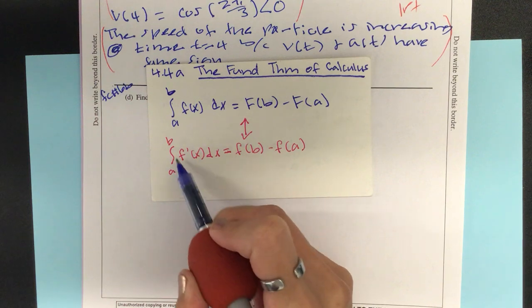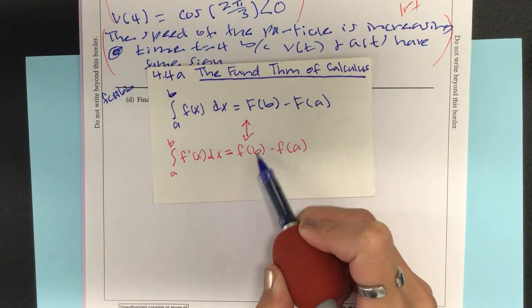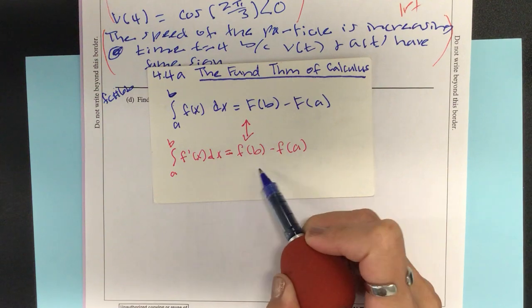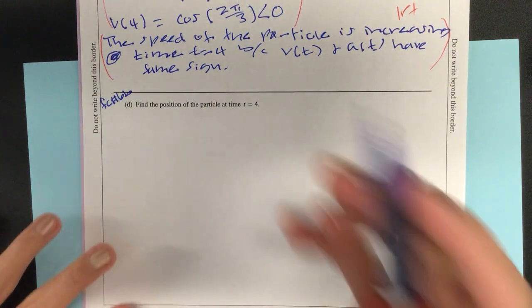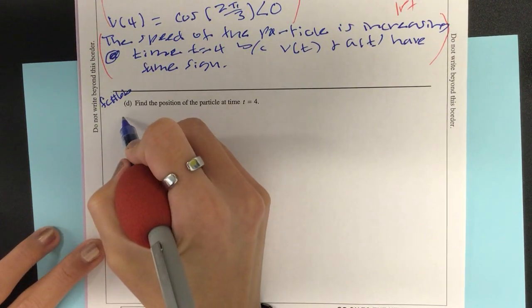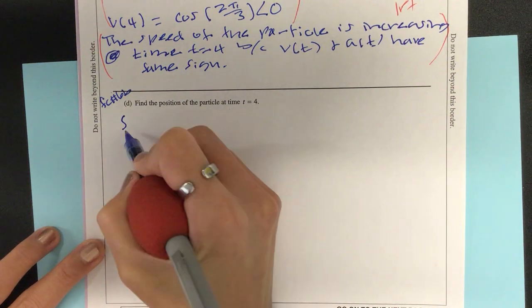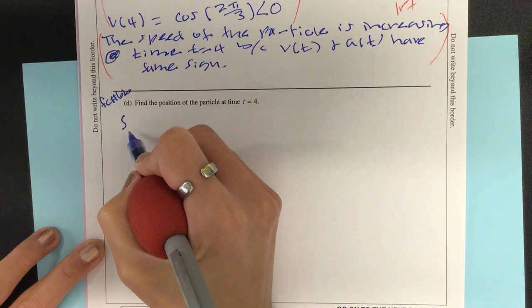If I let f prime be v of t, then that means this one has to be the position, x of b and x of a. And let's see. I'm going to kind of mimic that on the top over here. So if you would all write out integral. Now, what value was given at the very beginning? When t equals what?